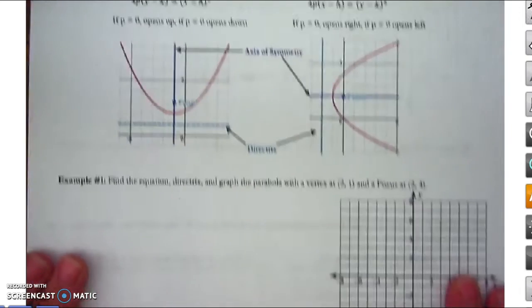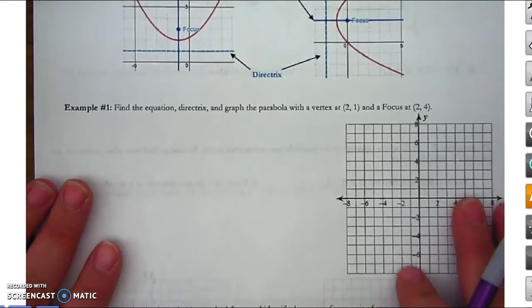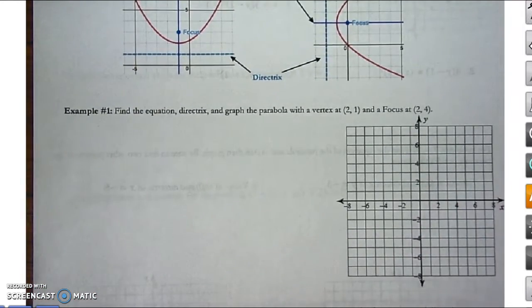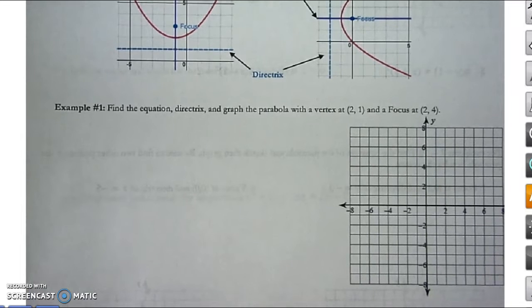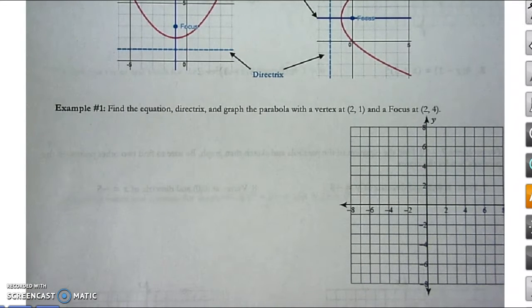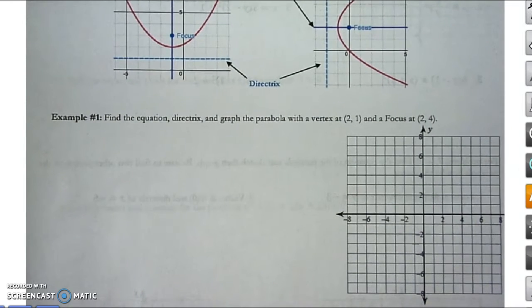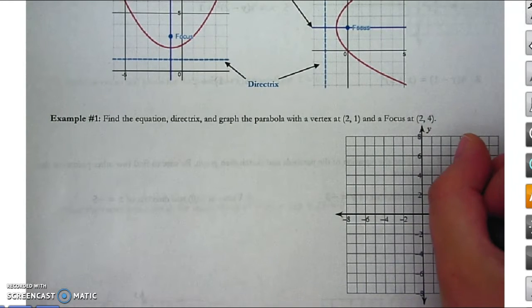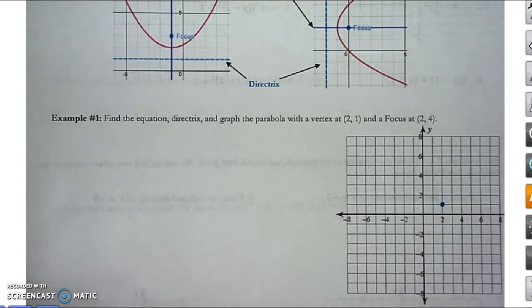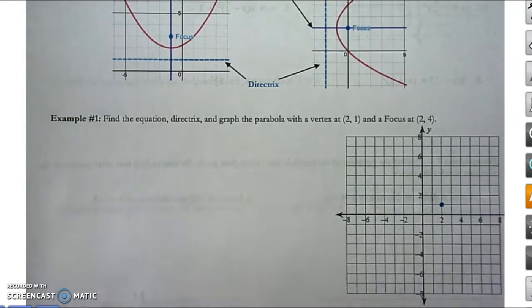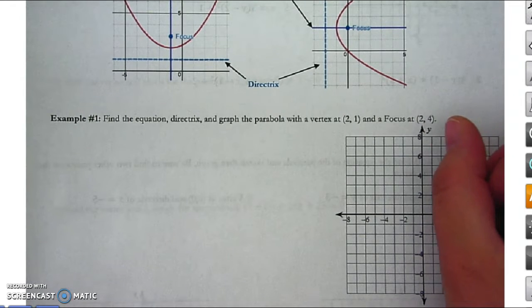So we're going to do two examples here. This is the first one. Find the equation, the directrix, and graph a parabola with a vertex 2, 1 and focus at 2, 4. So what I'm going to do first is I'm going to go ahead and plot those on the graph. So it says vertex at 2, 1 and focus at 2, 4.